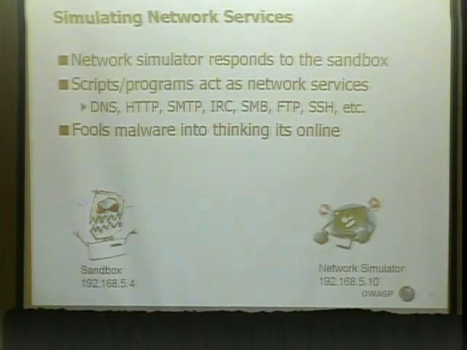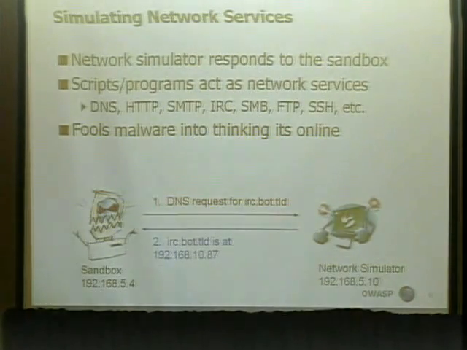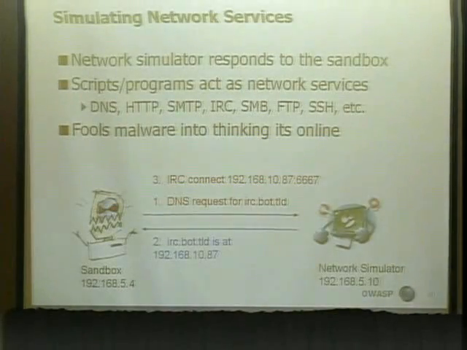To give you an example, we've got our sandbox here and our network simulator, and they're connected via a crossover cable. We run some malware on our sandbox, and it sends out a DNS request for irc.bot.tld. The network simulator is going to intercept that, and it's going to respond with a DNS response saying that irc.bot.tld is at 192.168.10.87, a different IP address than its actual IP address. So the malware gets this DNS response. It says, all right, I want to connect to an IRC server on port 6667, on the IP address that the network simulator sent back to us.